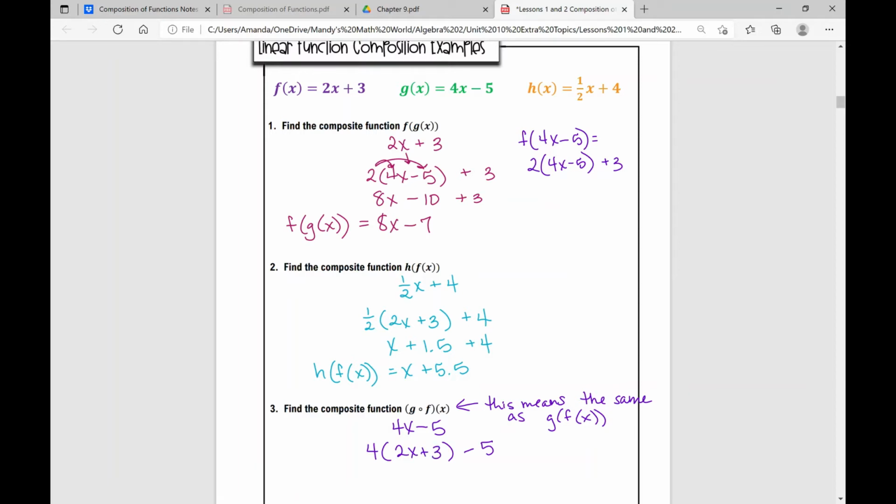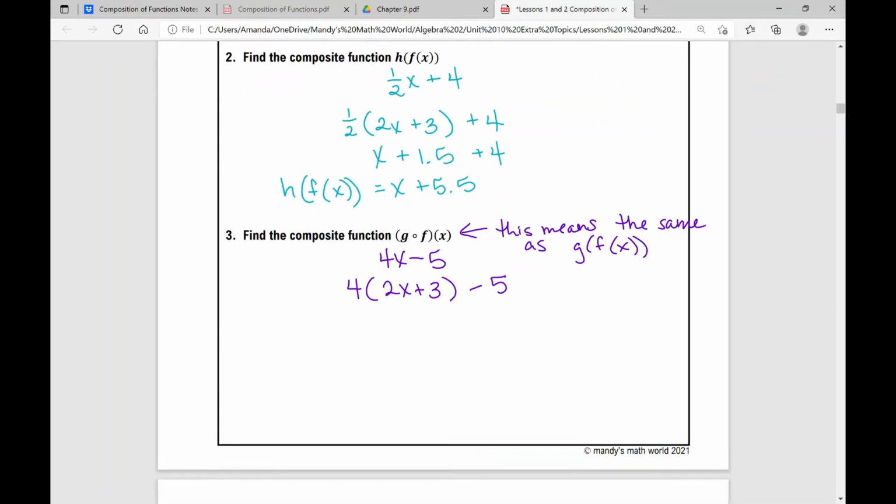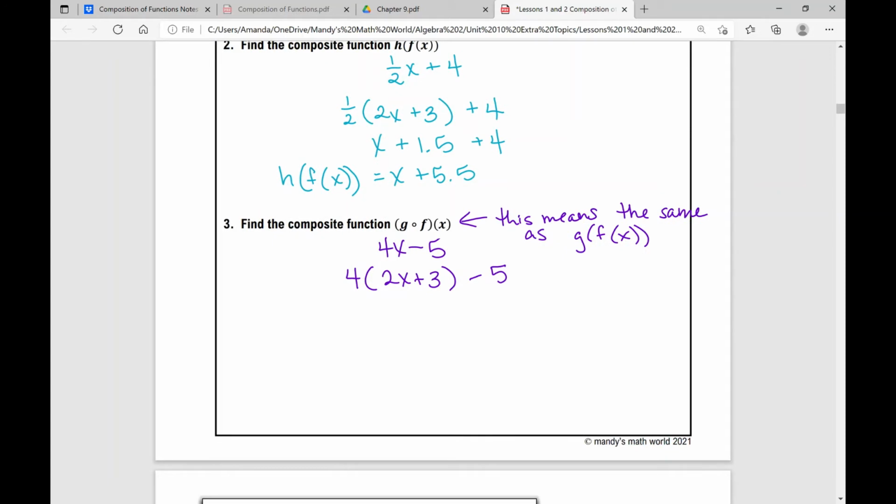Okay, now I'm going to zoom in. And now we can simplify this using our order of operations. I'm going to distribute that 4, and I get 8x plus 12 minus 5. And then I'm going to combine like terms. 12 minus 5 is 7. So I get 8x minus 7, and I'm writing a function.